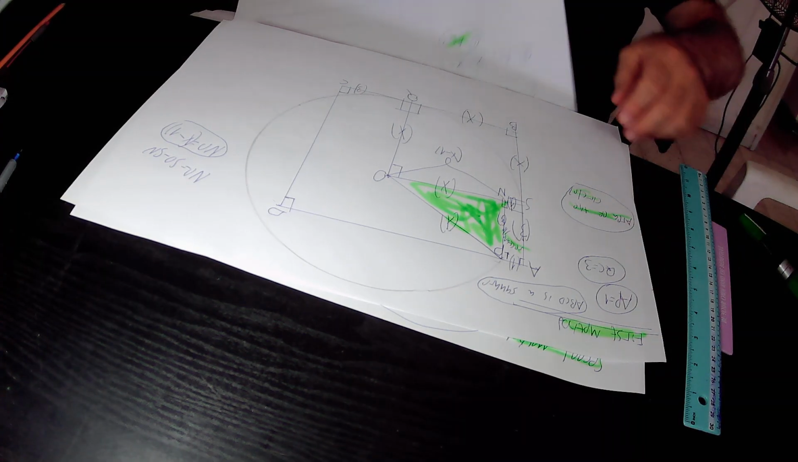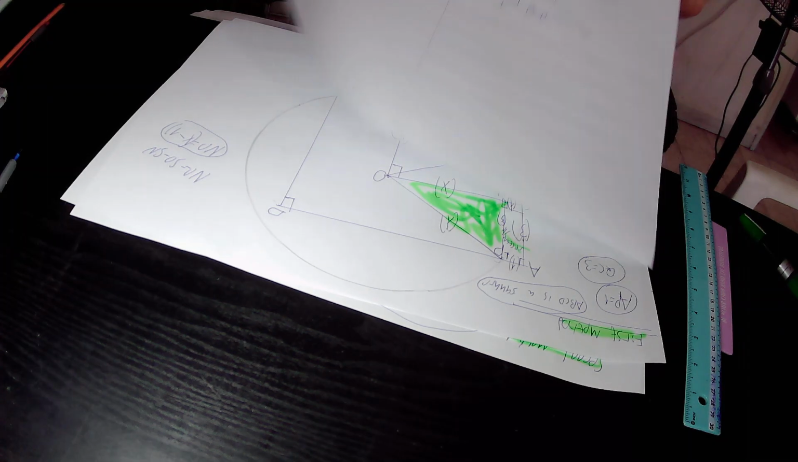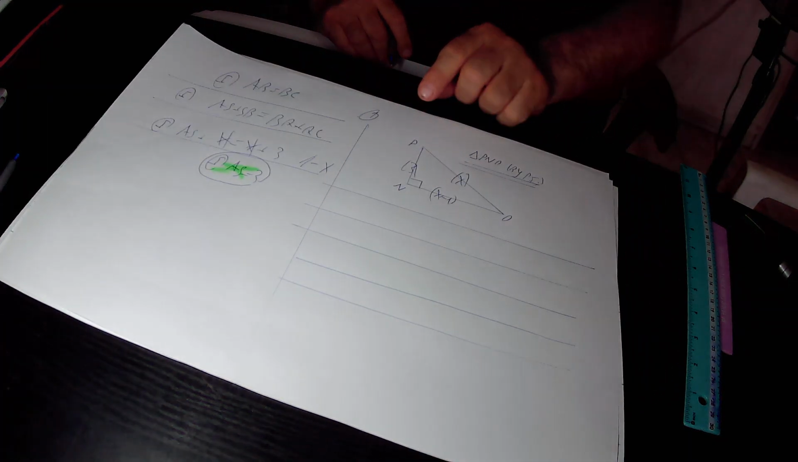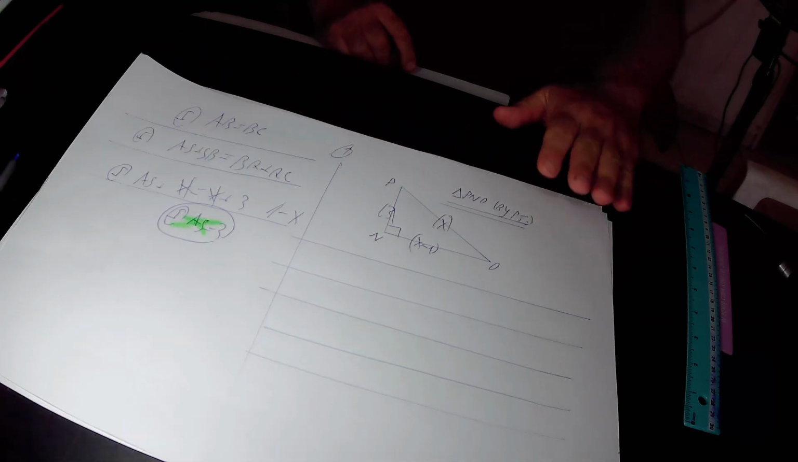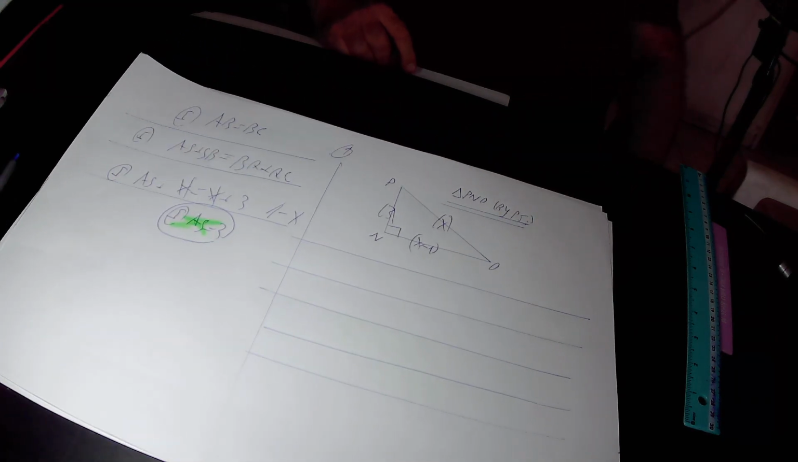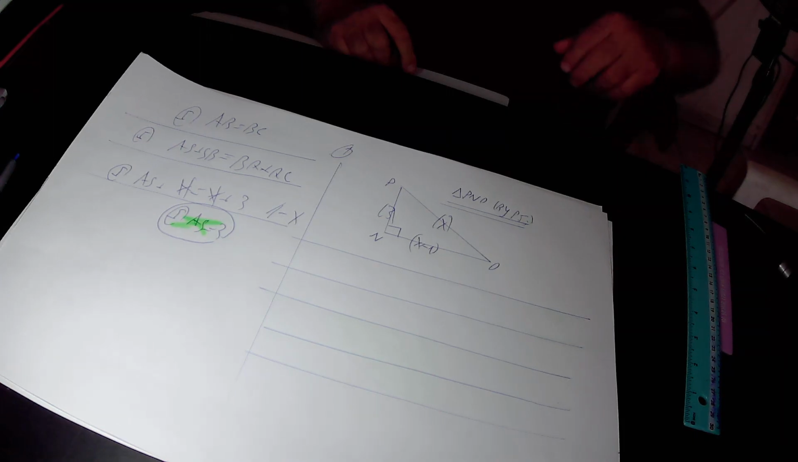So actually, this is the right green triangle PNO that I copied from the original drawing. According to the Pythagoras theorem, in this right triangle PNO, PO squared, that is the square of the hypotenuse, equals PN squared plus NO squared. So I write it down.